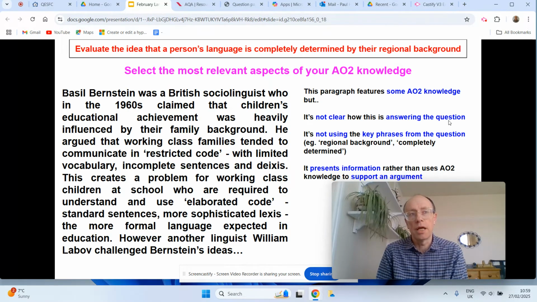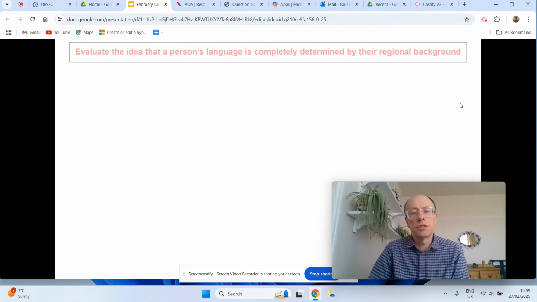So it seems like this student is just going to write about Basil Bernstein no matter what the heck the question is. And it's not really analytical or evaluative. All it's doing is presenting information rather than using AO2 knowledge to actually support an argument. So I've just marked a whole load of my students who are doing this kind of thing, where they're showing some good AO2 knowledge, but it's not really directed sufficiently enough to answer the question. Here is what you should do.